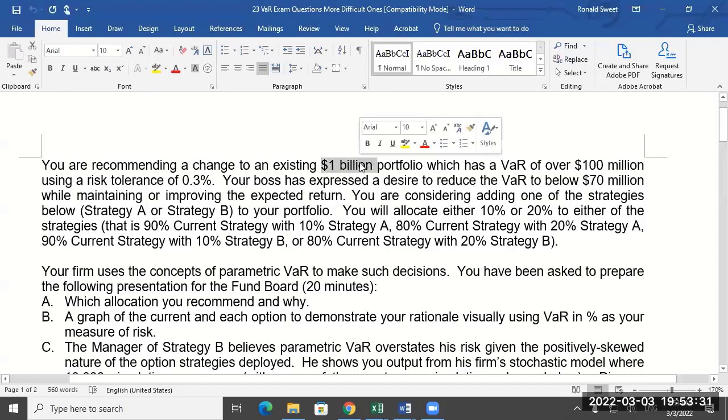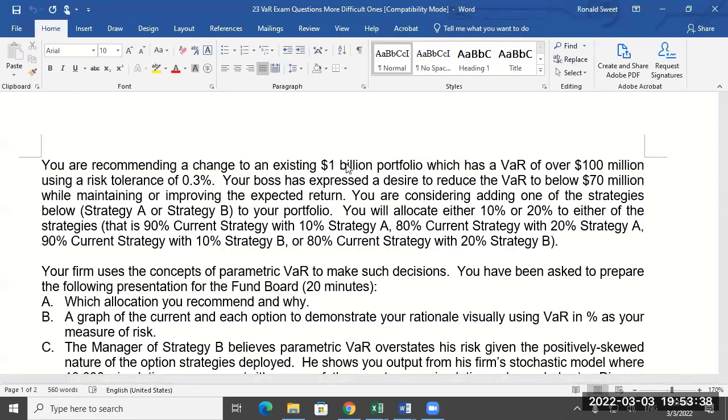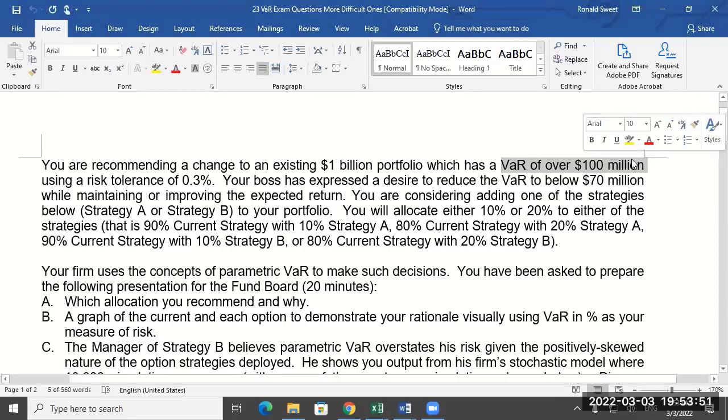So you've got a $1 billion portfolio. Sometimes I say you've got a portfolio that has a $1 billion notional amount. That doesn't matter; if it's notional or real, it's the same amount. The $1 billion tells you what your market exposure is. It has a VAR of over 100 million. We're actually going to calculate that, so we'll see if that's true or not. That's one way you can test yourself, because you're actually going to calculate that number. If you get 87, you probably did something wrong. I mean, maybe I did something wrong, but you probably did.